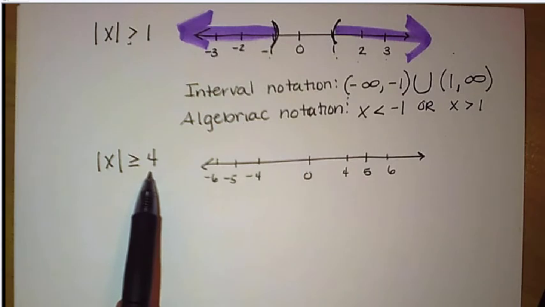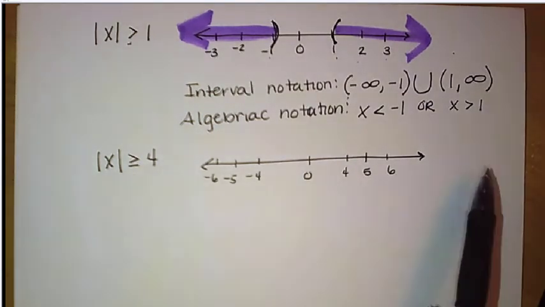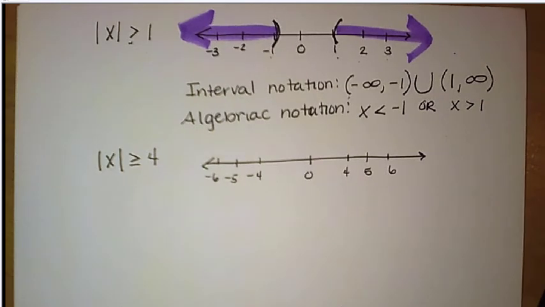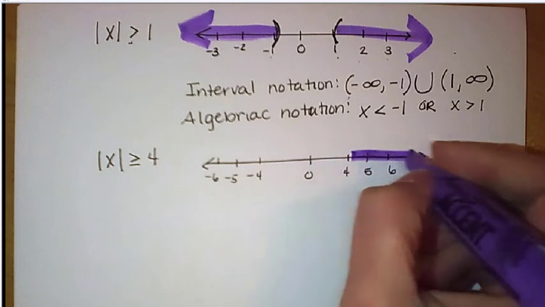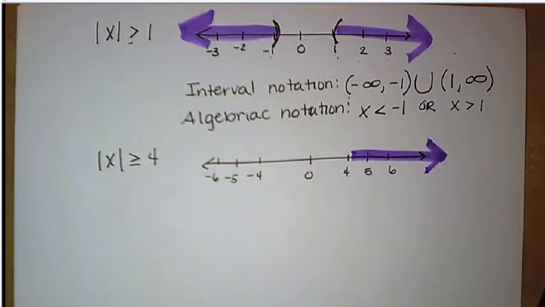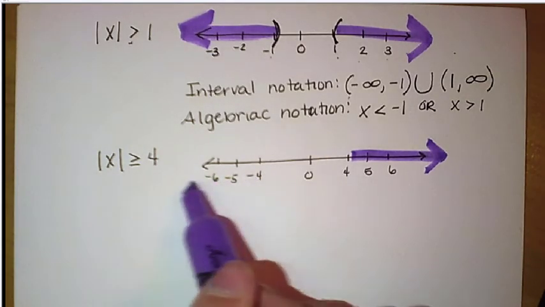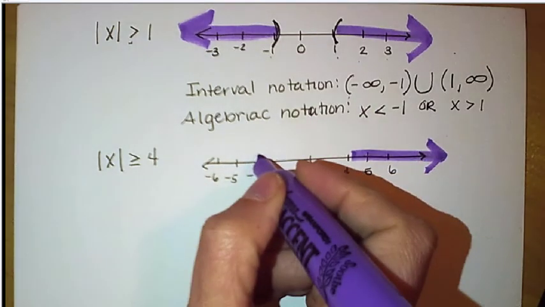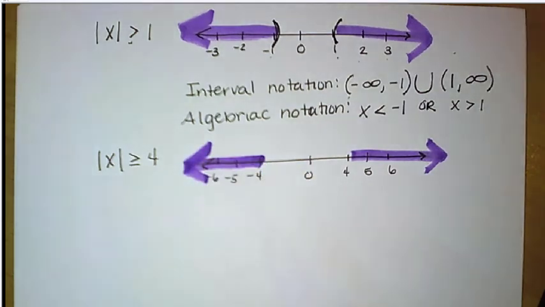Well, the things that are greater than 4 are 5, 6, 7, 8. So that means that if we're thinking about our positive side again, we're starting at 4 and we're going out to infinity. We're going to go that way forever. Again, thinking on the negative side, because remember, when we take the absolute value of all these negative numbers, they're going to become positive. So everything from -4 out to -infinity would also work for our equation.